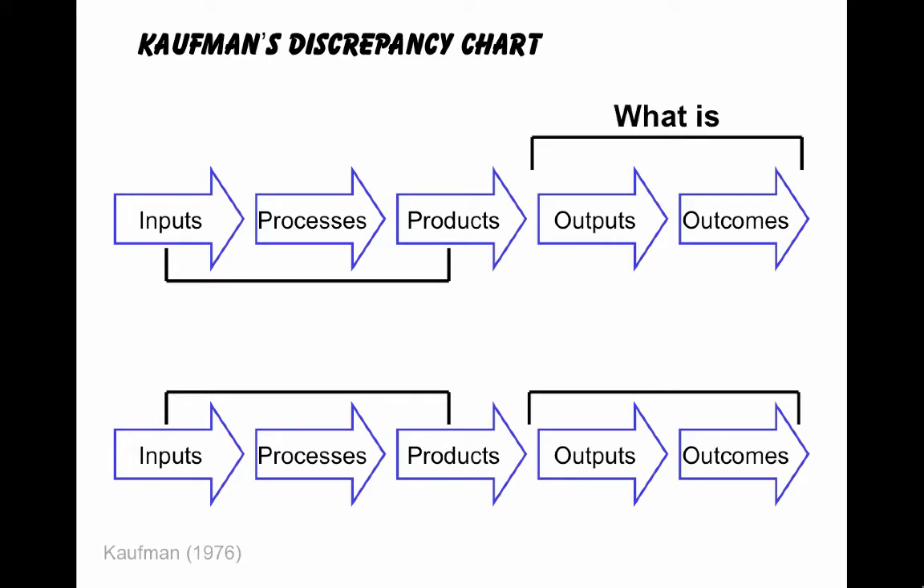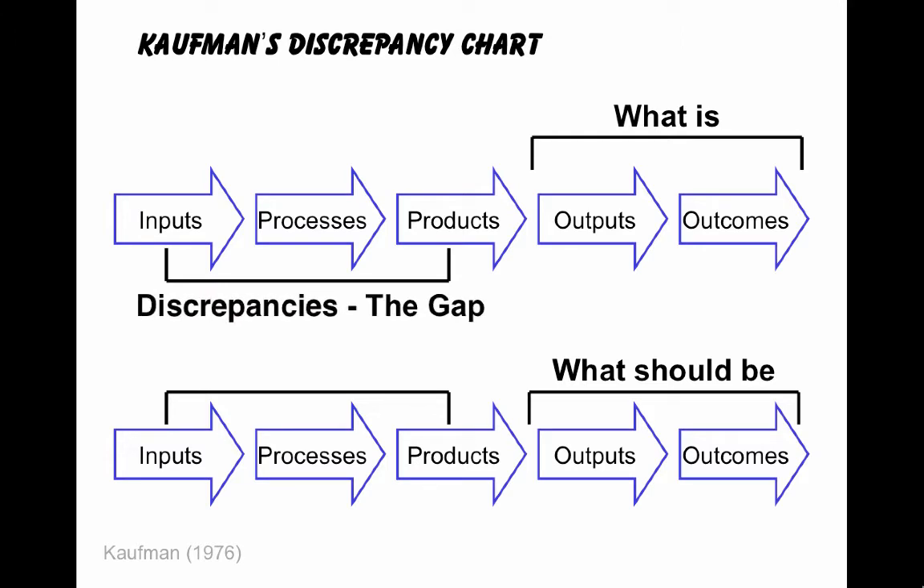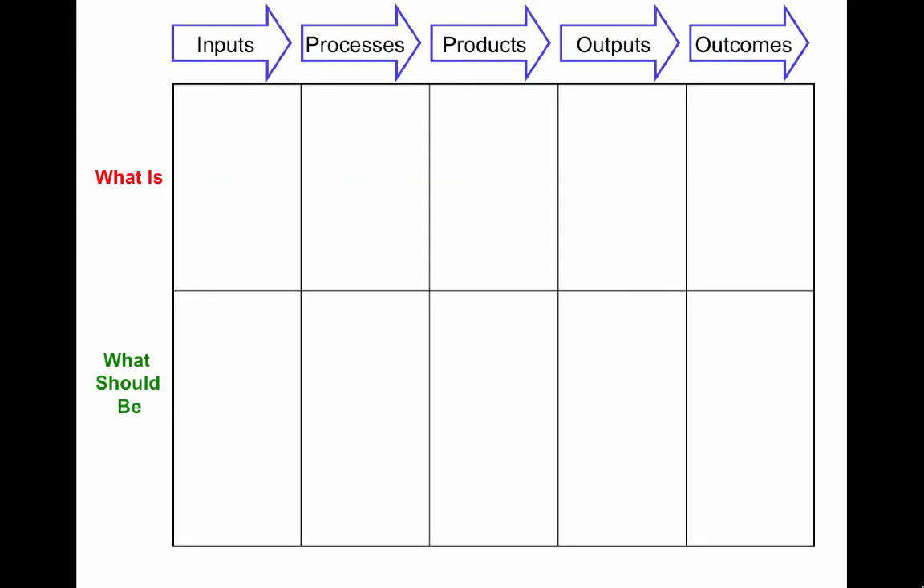First, you try to determine what is in the organization. What kind of outputs and outcomes are you getting? Next, you want to figure out what outcomes and outputs that you want to be getting. The inputs, processes, and products that you list are the discrepancies, or the gap between what is and what should be. The new inputs, processes, and products provide helpful hints for solutions that might be implemented to get to what should be. Now I'd like to show you some examples of discrepancy charts from student papers.